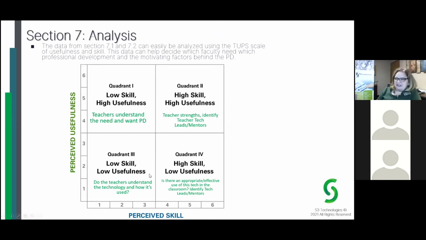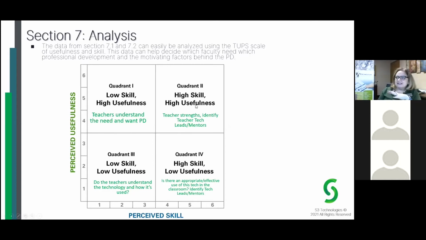There's some great information that you get to pull out of the TUPS from that previous data that I just showed you. They show you what's low skill, high usefulness. That's what I was talking to you about earlier. The teachers already understand the need for the PD. They just need the training, just need the skills, so you can teach differently or run programs differently. Maybe that's just an online video that I send out to the teachers.